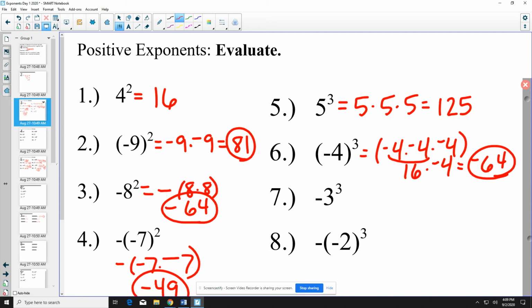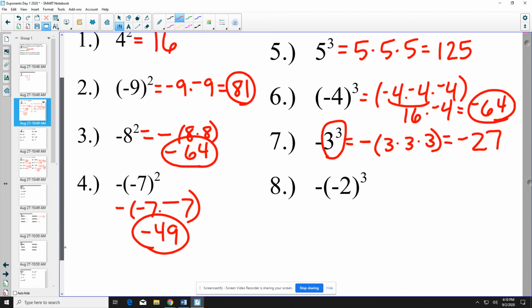Okay, write down number 7, negative 3 to the third. Since the negative sign is in front, you just bring down the negative sign and then you just find 3 to the third. So 3 to the third would be 3 times 3 times 3. So 3 times 3 is 9, times 3 is 27. But don't forget we have the negative sign in front, so it's a negative 27.